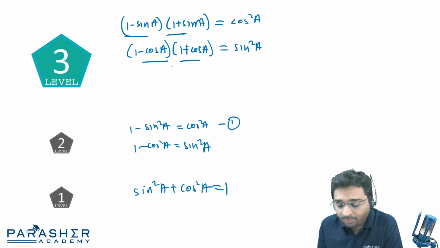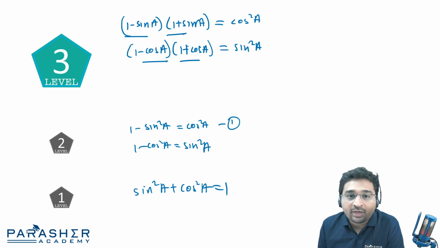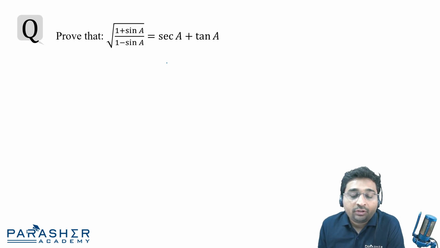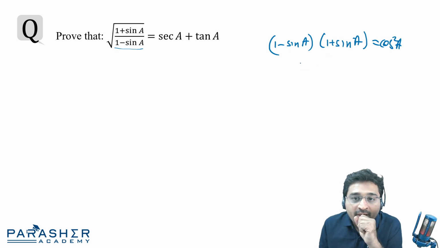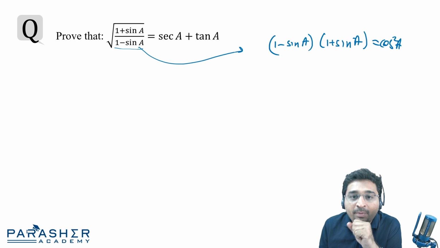I'll give one more problem to clarify what I'm trying to say here. If you look at this question, the square root of 1 plus sine A by 1 minus sine A within it looks very scary. But what I am thinking here is 1 minus sine A, I've seen it somewhere. Where did I see 1 minus sine A into 1 plus sine A equal to cos square A? Because this left hand side is 1 minus sine square A. So can I bring this to this format is my thought.